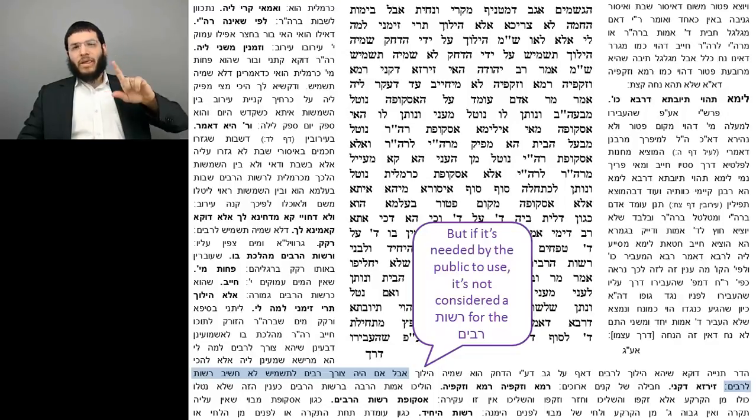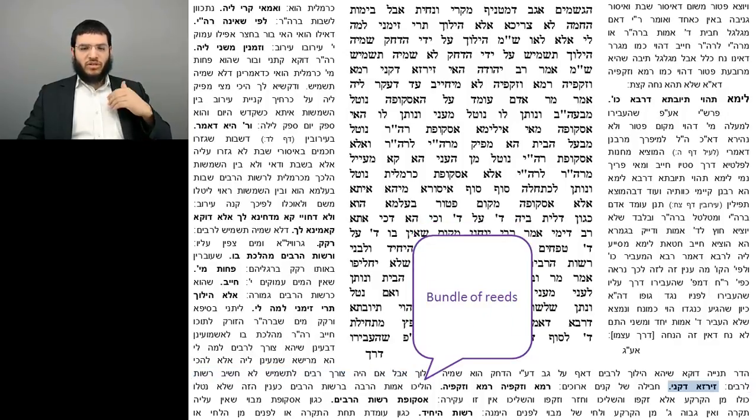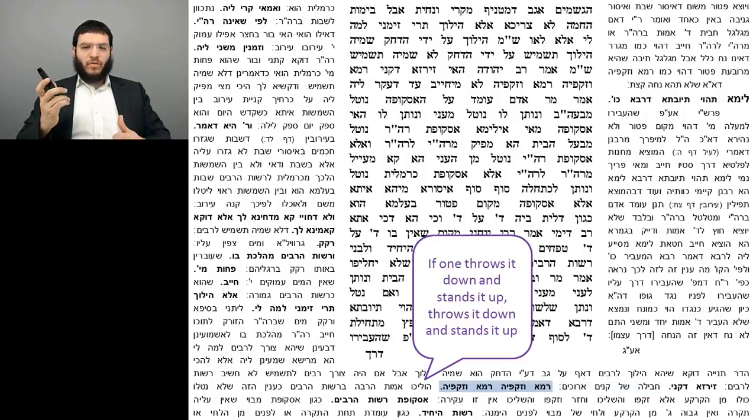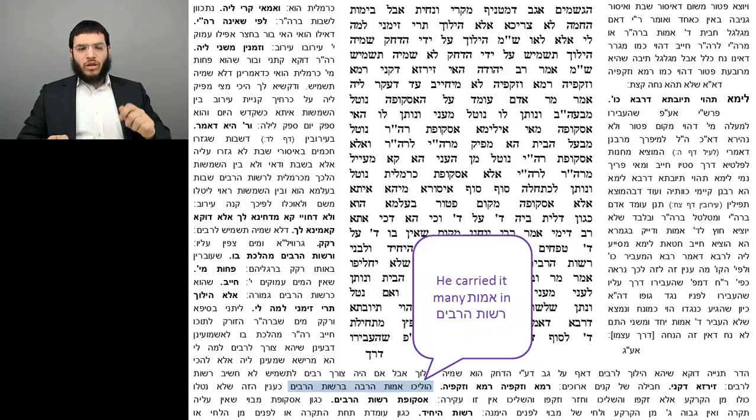We see clearly that usage for the public doesn't count as usage. Then we brought a teaching from Rabbi Yehuda about a zirza d'kani, a bundle of reeds. It says Rashi, a bundle of long reeds. So Rabbi Yehuda said, throws it down and stands it up, throws it down and stands it up. Says Rashi, he carried it many amos in the Reshus HaRabim.